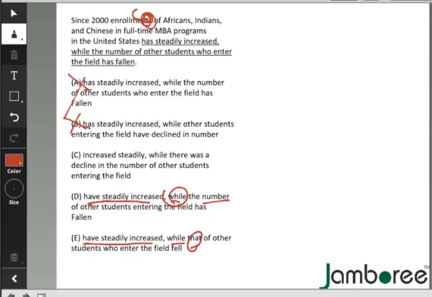Now, what is this "that" talking about? That of other students? If it is talking about enrollments, then it should be "those", right? So there's a singular-plural error here, other students. This is out, another singular-plural error. Option D says "while the number of other students has fallen". Number is singular, so has is also singular, so this looks good. Now we'll come to this option.